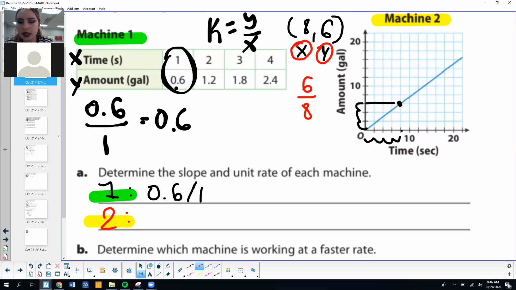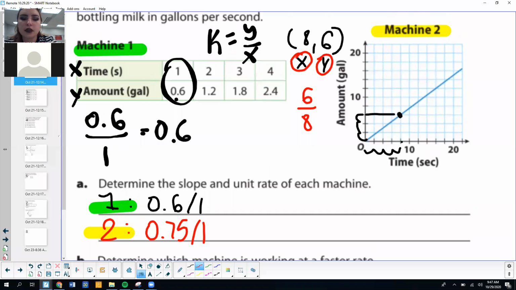So 6 divided by 8 is going to give me 3/4 or 0.75. So I'll just write 0.75 because that's our unit rate. And remember, it's y over x. So this is saying that machine 2 produces 0.75 gallons per 1 second.